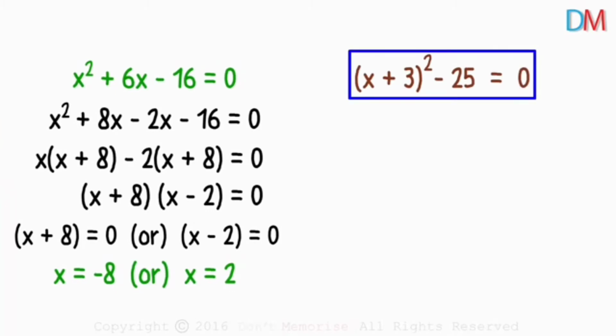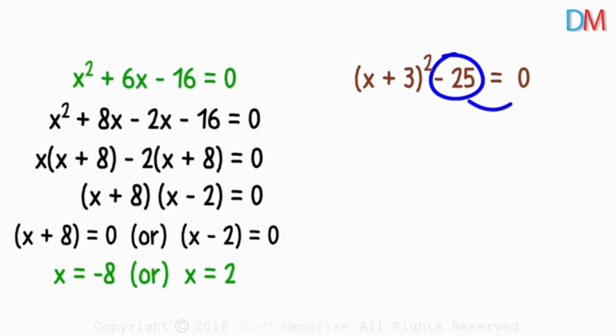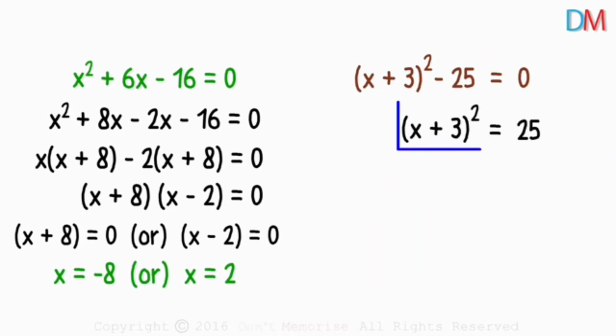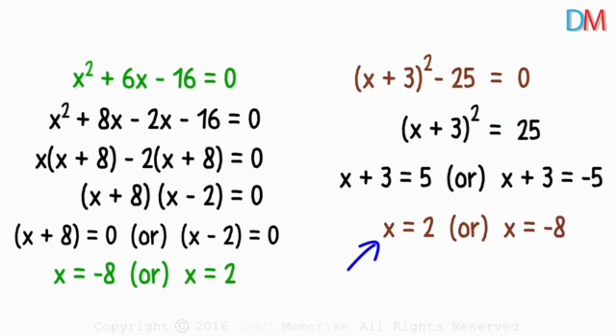We can solve it just like we solved the x squared minus 4 equals 0 equation. We transpose this to the right to get this. And this tells us that x plus 3 will either be 5 or negative 5. We get the value of x as 2 or negative 8.